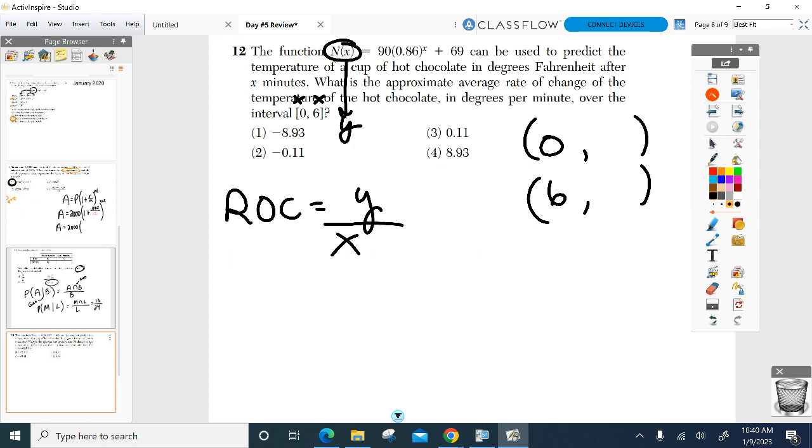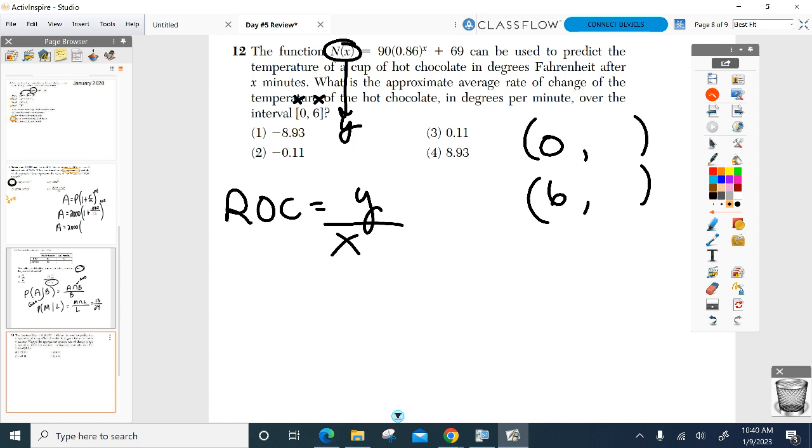Okay, Aaron? Is that also why they're in brackets and not a parenthesis? No, they're in brackets because they want you to include 0 and 6. That's why they're in brackets, because if you gave me parentheses, it wouldn't include. Oh, okay. Yeah. That's why they put it in brackets.